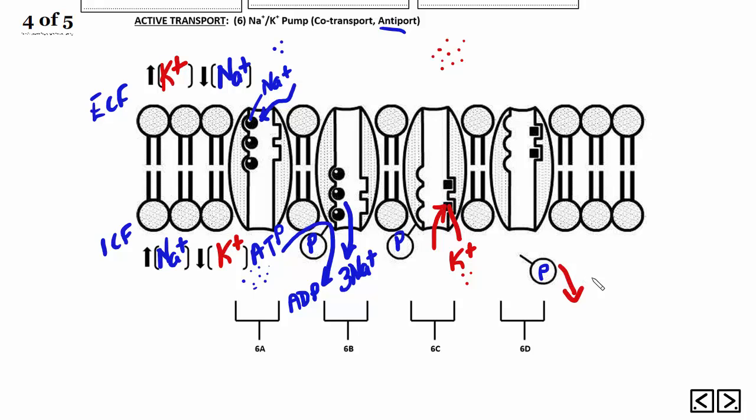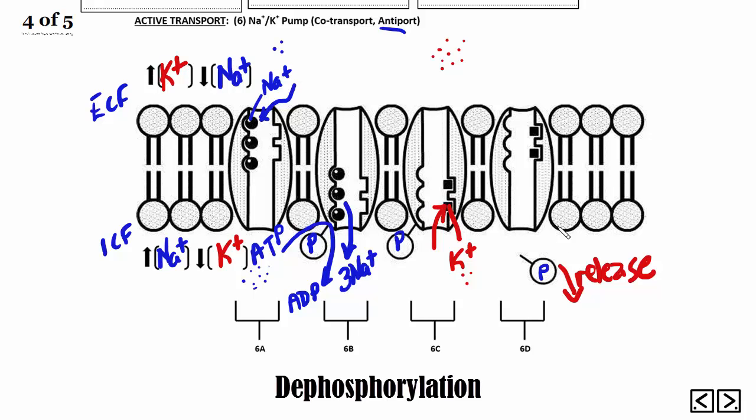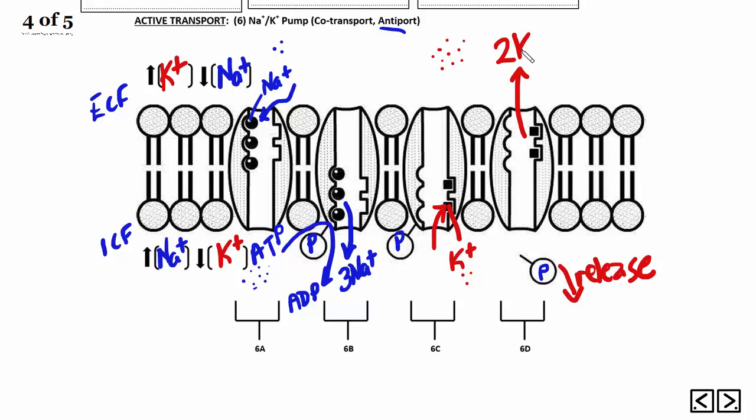The release of the phosphate group here causes a change in shape, just as the phosphorylation caused a change in shape that pushed the sodium in. The release of the phosphorylation, that's called dephosphorylation. That causes a change in shape, which pushes the potassium out against its concentration gradient. And it's 2 K+ moving out.